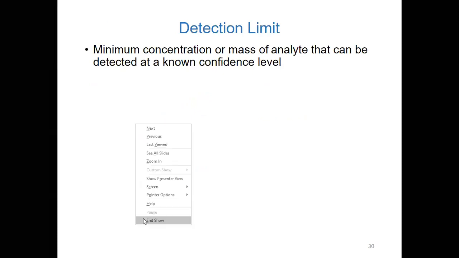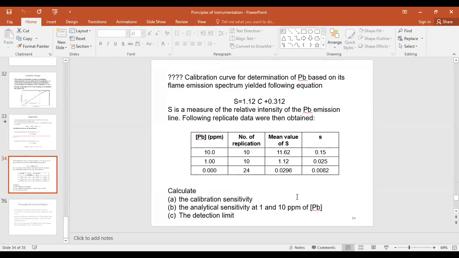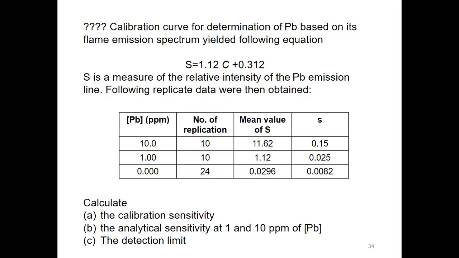And before we move to the detection limit, at the end I have this question. Maybe you can do it later; I will pause here and you can do it anyway. In this question, the equation has been given and it asks to calculate the calibration sensitivity, analytical sensitivity and detection limit. Detection limit I will explain again, but here, calibration sensitivity and analytical sensitivity.